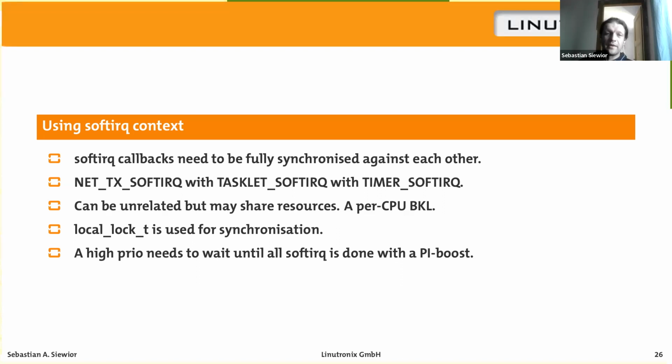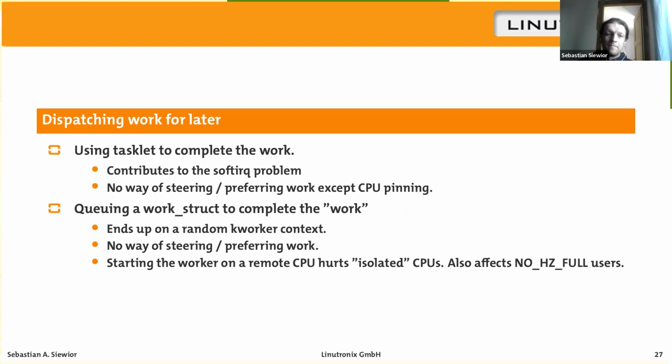The best thing we can do right now is to minimize the SoftIRQ load as much as possible, and if possible, to move the long-running SoftIRQ work to one CPU while having the critical part on the other ones. Another problematic part is something that can be called dispatching work for later use. One example are tasklets, which, well, they are around since long before we had threaded interrupts.